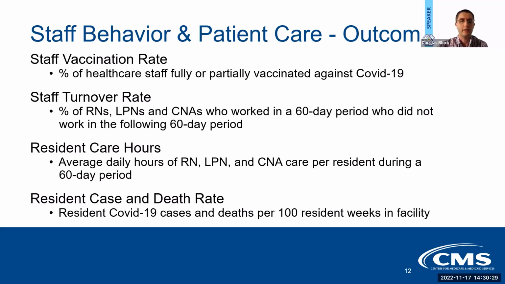And then finally, for resident case and death rates, we looked at the rate per 100 resident weeks. And we used a rate rather than a raw number because nursing homes vary in size from 50 to 1,000. So you don't want to be comparing a nursing home with 1,000 residents to one with 50. So this puts everyone on equal footing.